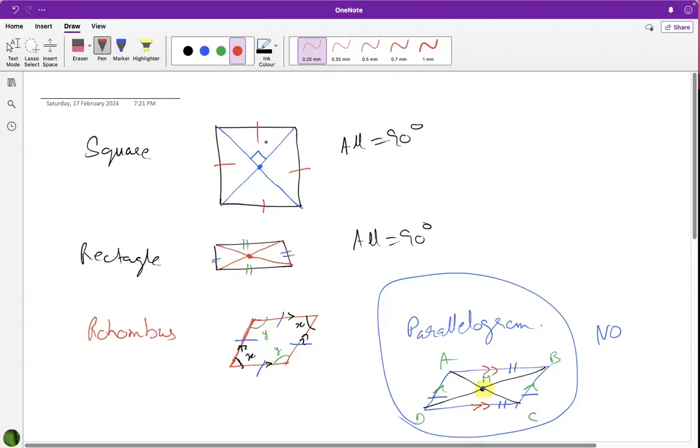In case of a square, we directly know that yes, they are 90 degrees and the diagonals also split the angles equally, which is 45 each. But in case of a rectangle, we don't know that. Getting it? Yes.